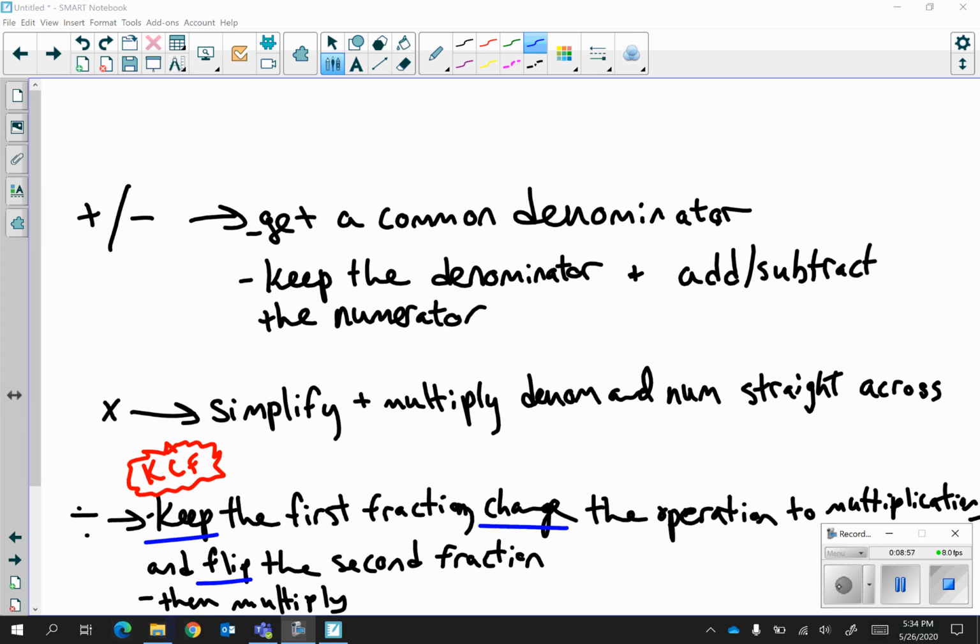Make sure whenever you are doing any type of operations with fractions that you always want to see, can your answer be simplified anymore before you're done with the problem?